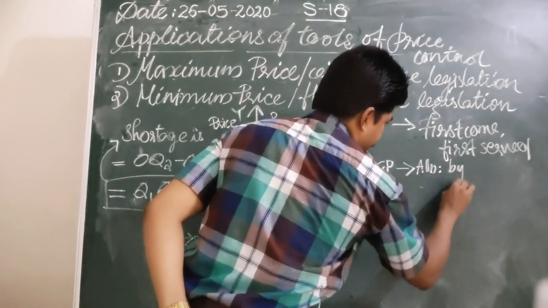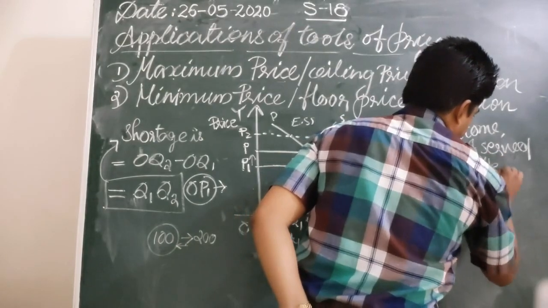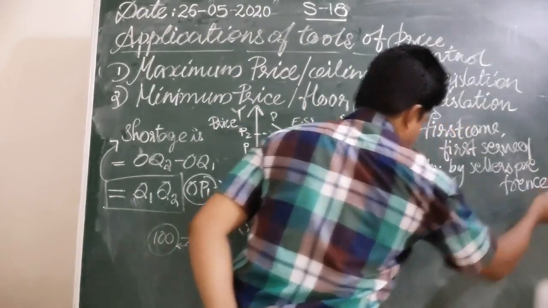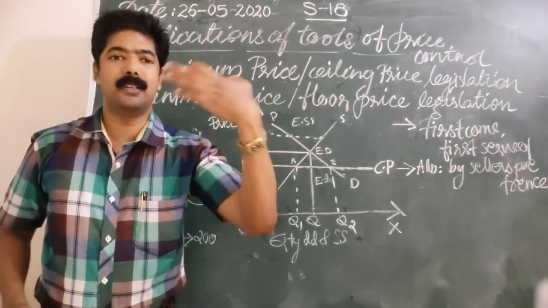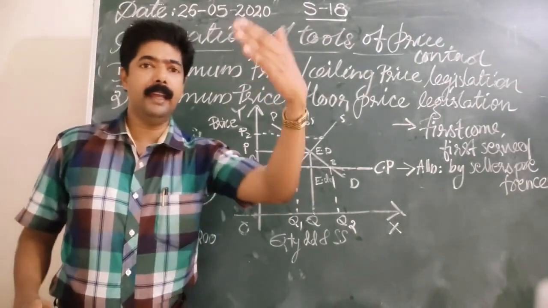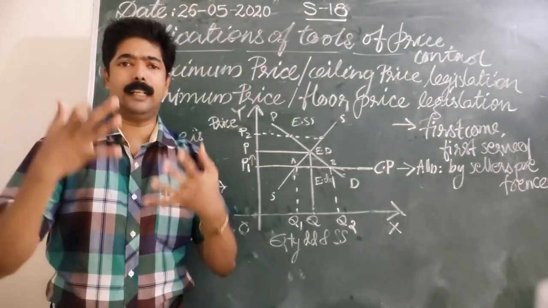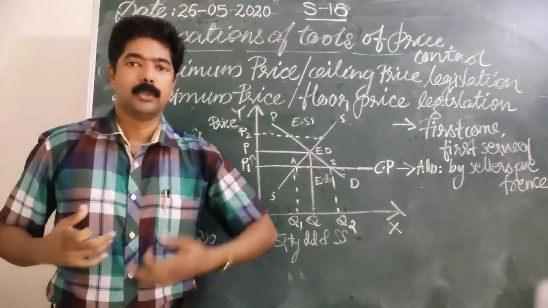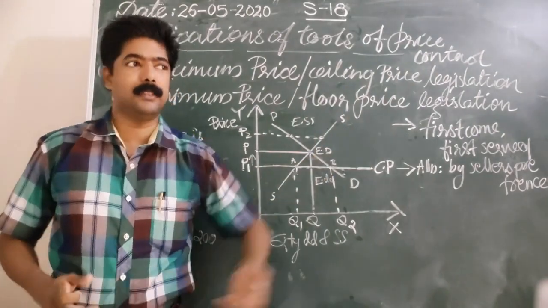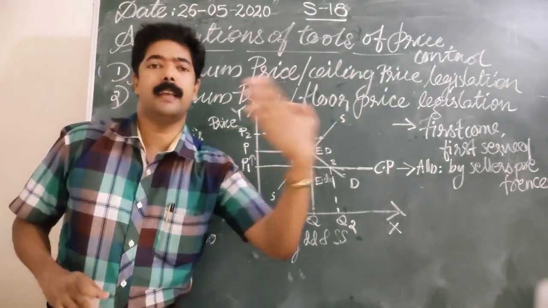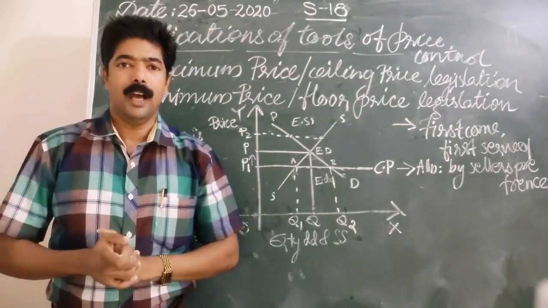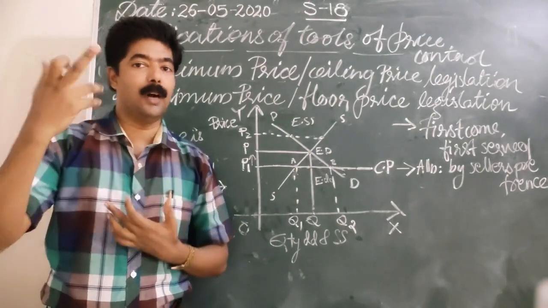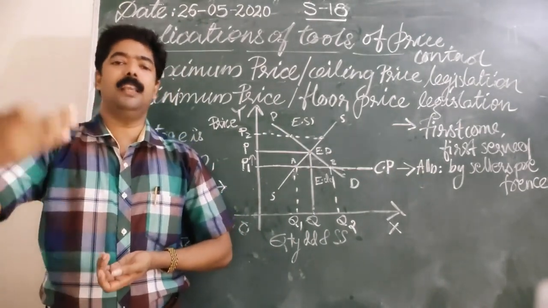Allocation by seller's preference. What is meant by preference? According to the preference of the seller. Suppose you are a continuous, regular customer who comes to me and purchases that commodity from me. In that case, if some stranger or some first customer in a queue comes, I will not give to them because I will say, oh, quantity is not there. Because my regular customer, you will come, definitely you will come.